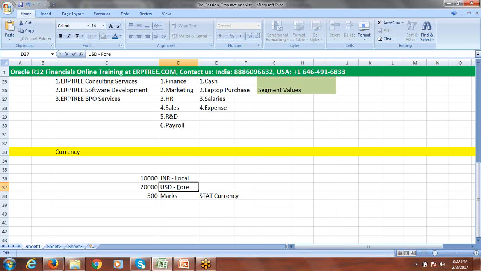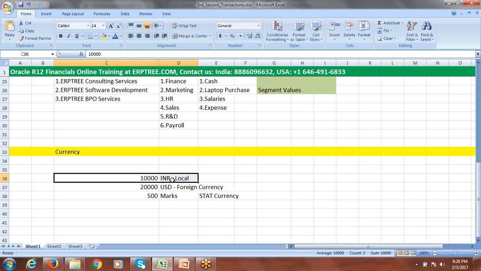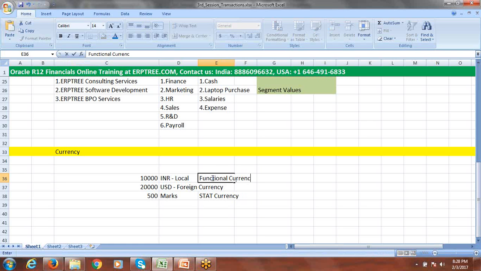So we are doing the business in India, so India has a local currency. That local currency we call as functional currency. Wherever we are not doing the business, that country's currency generally we call as foreign currency. That's it. So the simple classification as per our system, what we have to understand, there are three types of currencies: functional currency, foreign currency, stat currency.